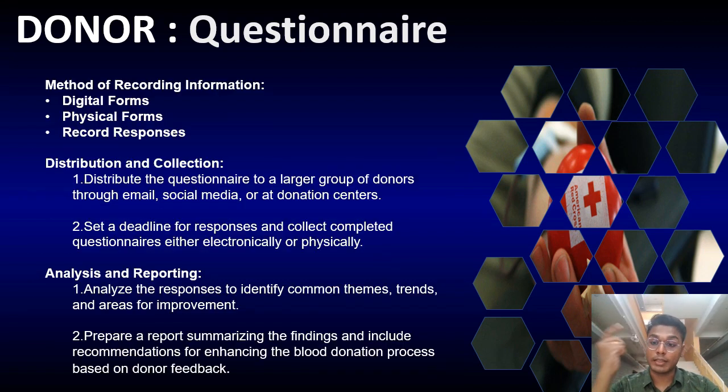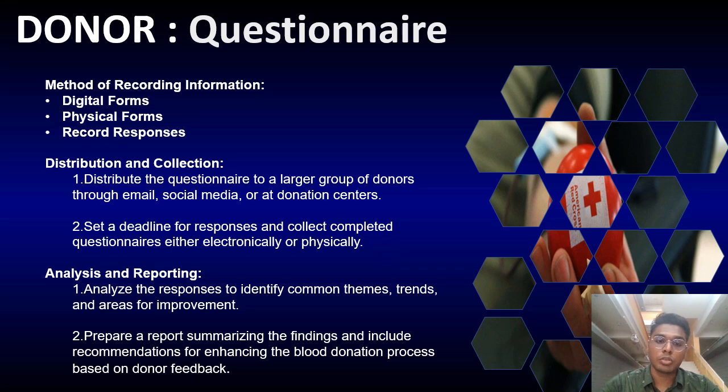Next, let's talk about the method of recording information. Since we're doing questionnaires, there are two forms we can use: digital form and also physical form. The third thing is recording responses. Of course, since we are doing a questionnaire, we have to record the responses that we get from the stakeholders. First is distribution and collection.